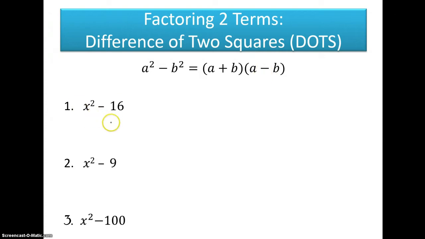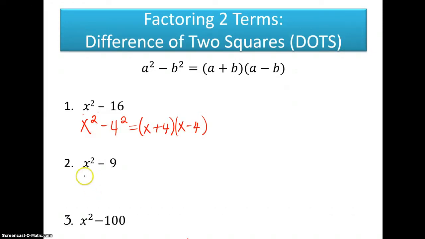First thing I notice, I have 2 terms. I ask myself, are they being subtracted? Yes. Can I rewrite them both as something squared? Well, x is already squared. Does something squared give me 16? And the answer is yes. X squared minus 4 squared. So my pattern is x is the a term, 4 is the b term, x plus 4 times x minus 4.